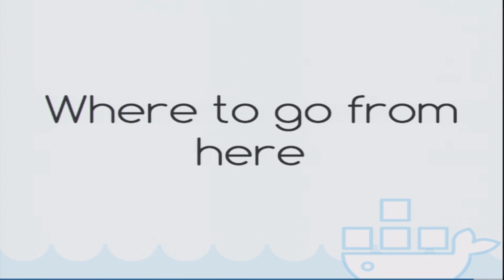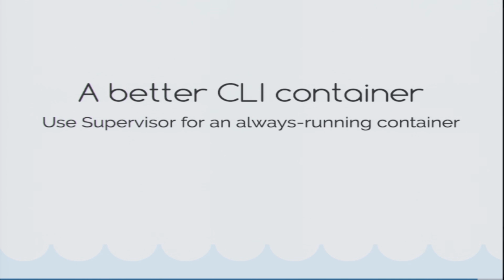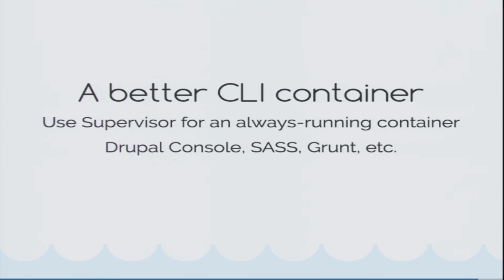Where to go from here? Well, you might want to create a better CLI container. How do you do that? Well, you can use something that Linux provides called Supervisor to create an always running container. Then you can install Drush, Drupal console, Sass, Grunt, any other tools that you actually need in order to run your particular web stack, so that none of your team members ever have to install it on their host system, and they're always configured correctly with the right settings.